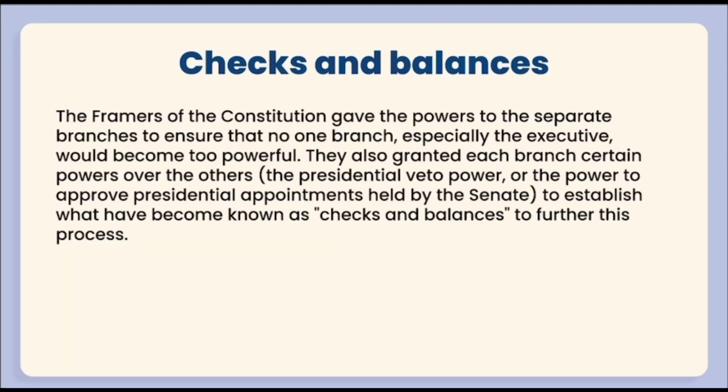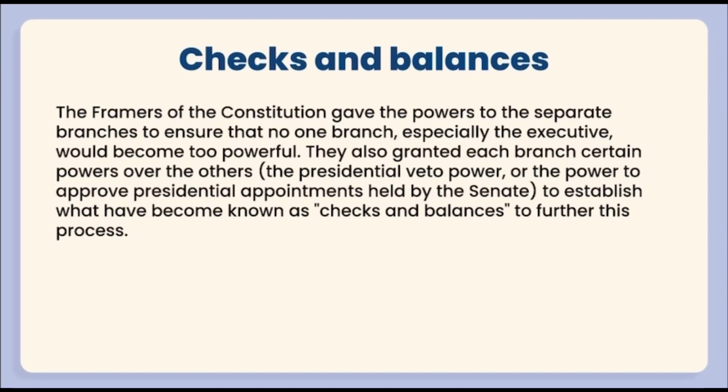Next, we have checks and balances. The framers of the Constitution gave the powers to separate branches to ensure that no branch, especially the executive, would become too powerful. In order for them to get the Constitution ratified, they needed people behind this. Anti-Federalists were especially afraid of America becoming a monarchy, so in order to avoid this, they added checks and balances. They also granted each branch certain powers over the others, the presidential veto, or the power to approve presidential appointments held by the Senate, to establish what has become known as checks and balances to further this process.